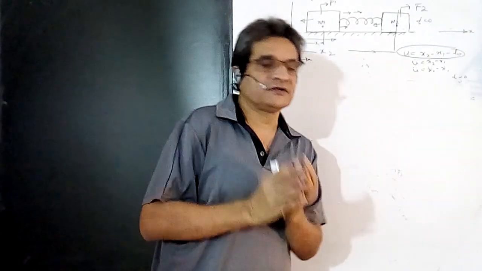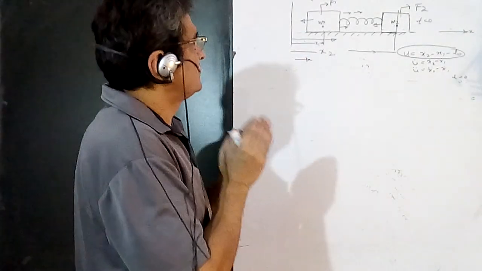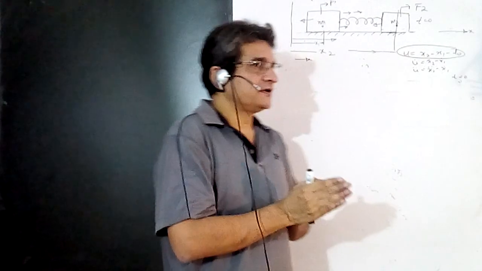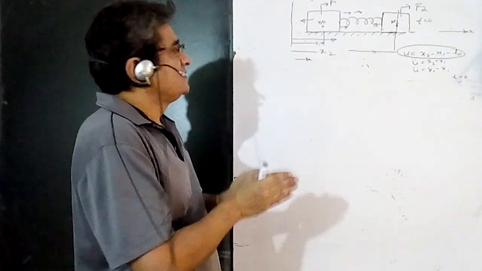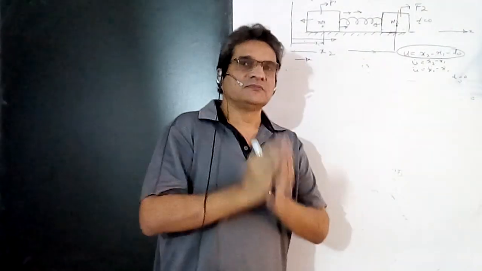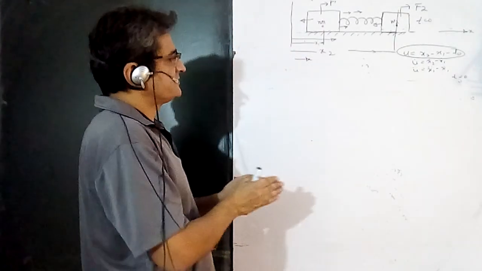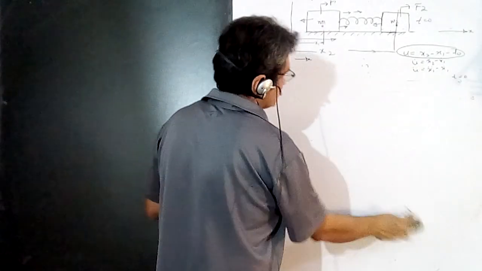I'll solve this spring mass system having two masses, both the masses having a force acting on it, and we have to find what will be the maximum elongation in the spring. We can do it by two methods. I'll do it by both the methods. First, I will use the traditional method, then I will do the center of mass method.